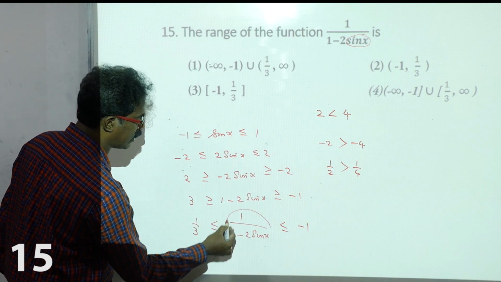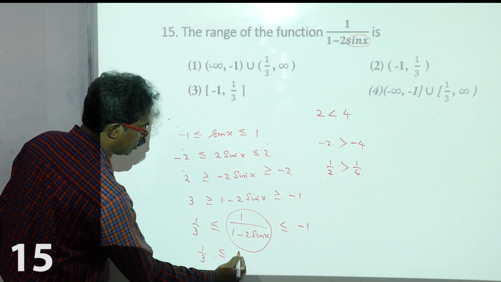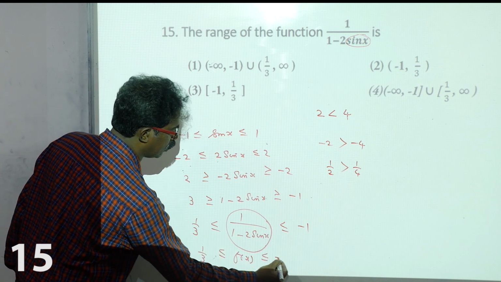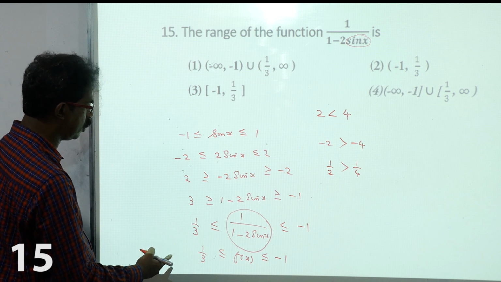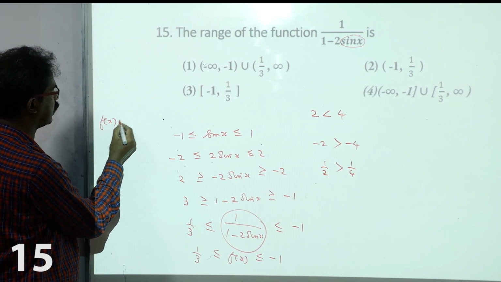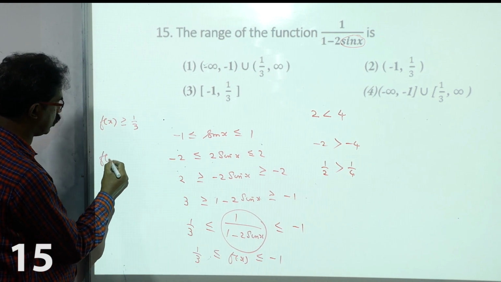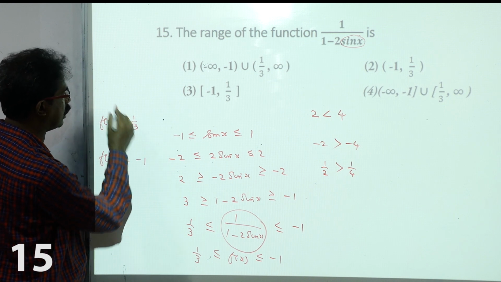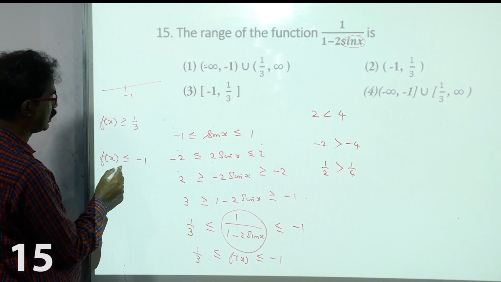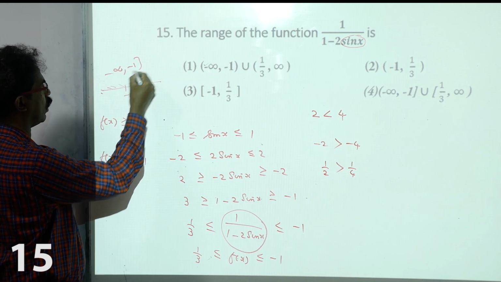So this is our f x. So you are getting 1 by 3 less than or equal to f of x less than or equal to -1. If you split into 2, f of x is greater than or equal to 1 by 3, and f of x is less than or equal to -1. f of x less than or equal to -1, this area, that is -infinity to -1.